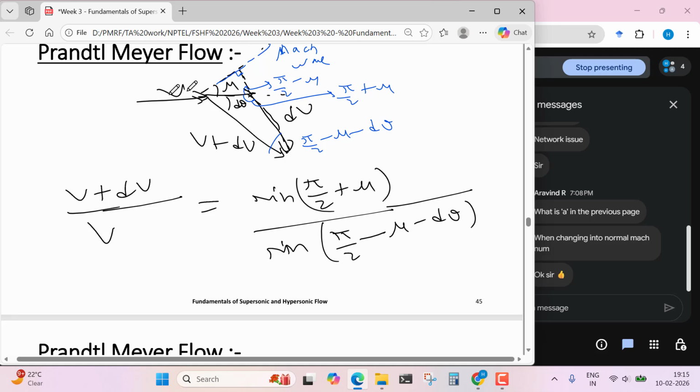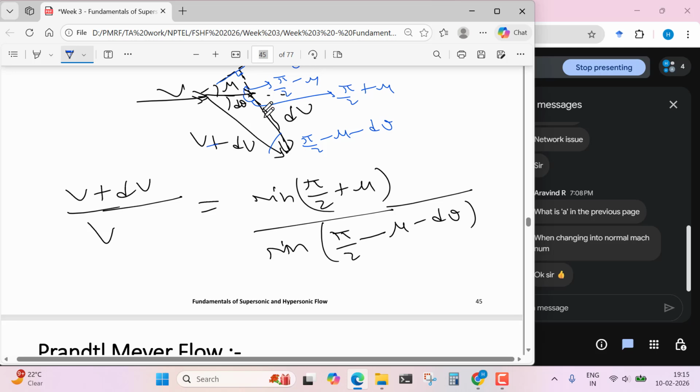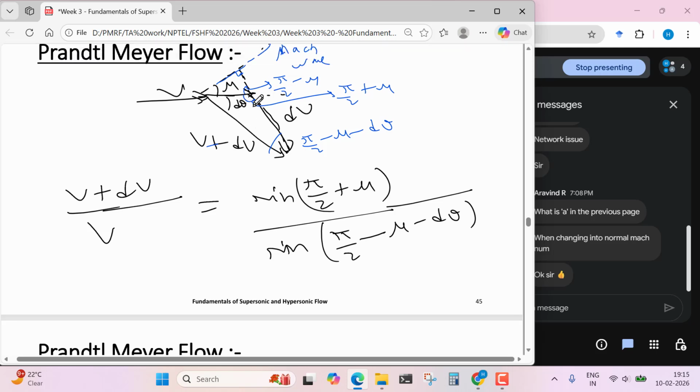Let's say flow is moving with velocity v, and due to one Mach wave, the flow turns away from itself by an angle d theta, and its velocity becomes v plus dv, because the flow is expanding, so its velocity will increase. So this angle is d theta, this is v, and this is the Mach wave angle mu.